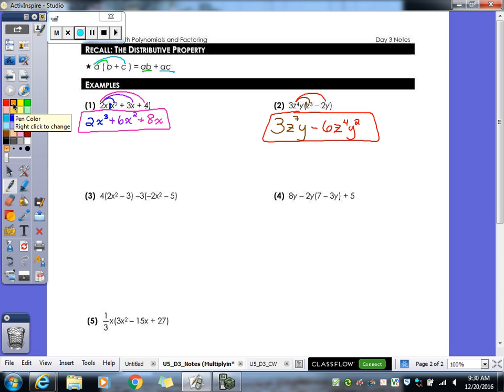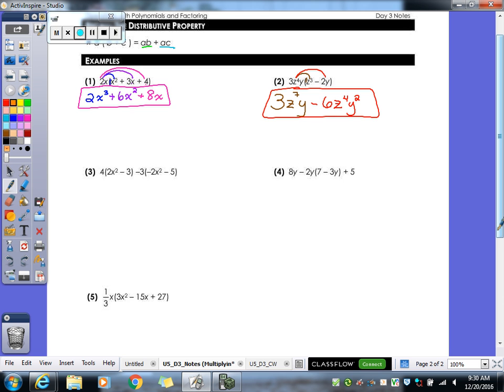So number 3, what do you think we do first? Yep, we have to distribute our 4. So 4 times 2x squared, 8x squared. And then 4 times -3 would give us a -12.